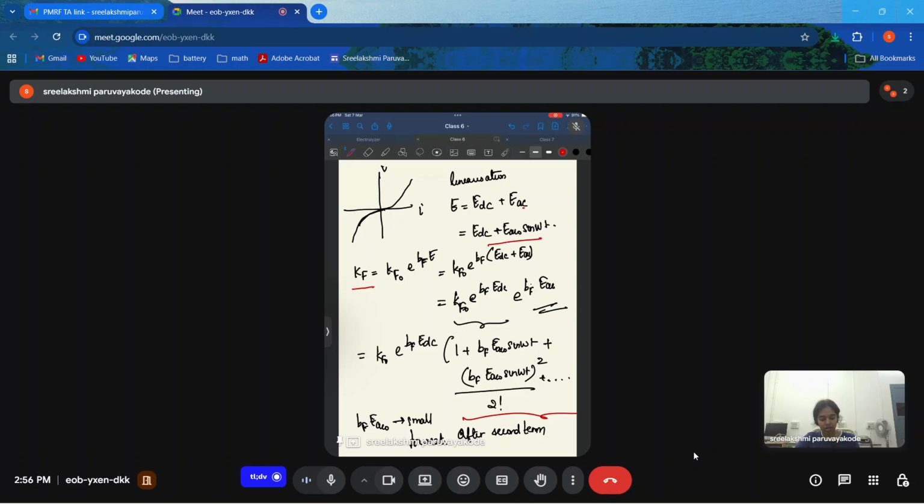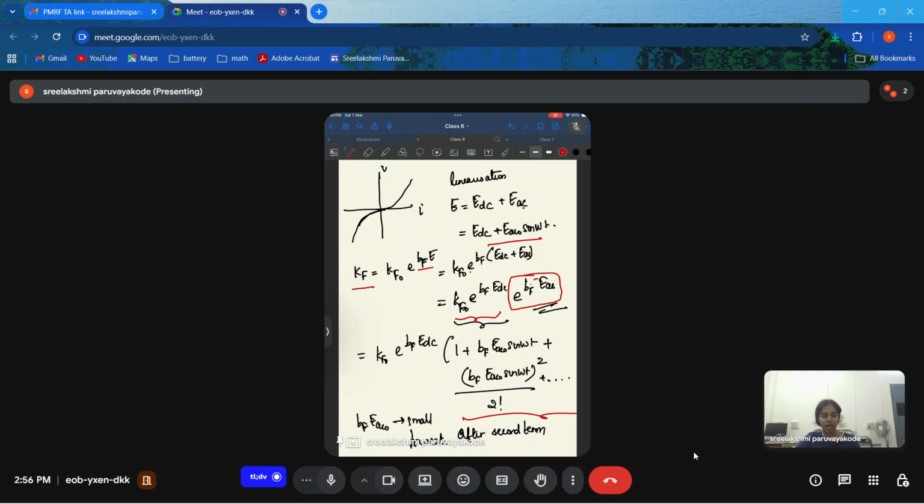We have Kf, which is related exponentially to Bf times E. When the AC potential is also applied, we have to write it with both the DC component and the AC component. So e to the power Bf into (EDC plus EAC) becomes e^(Bf EDC) times e^(Bf EAC). The part Kf0 e^(Bf EDC) we write as such, and the other part we expand.